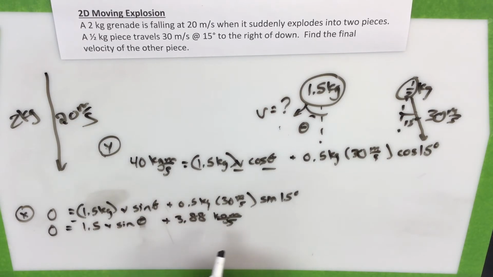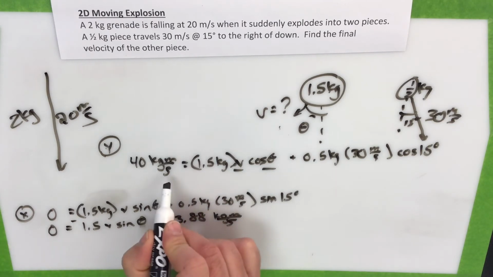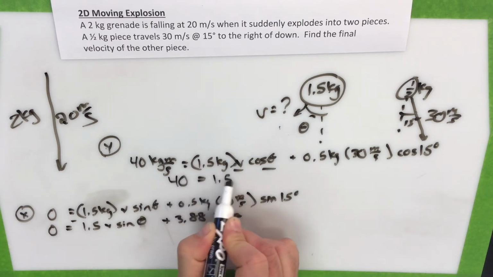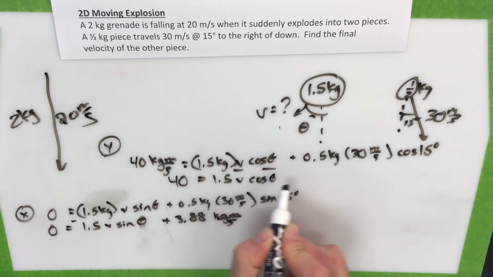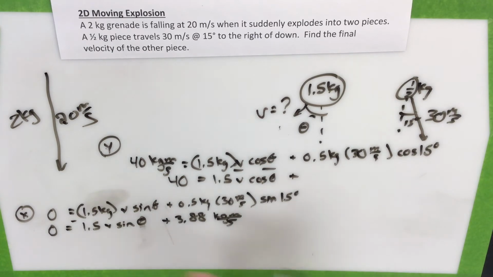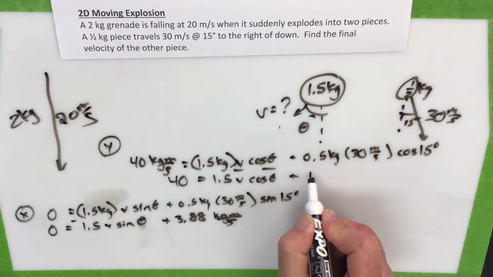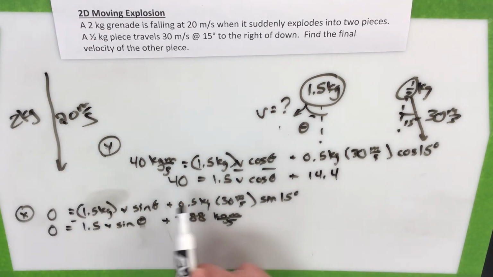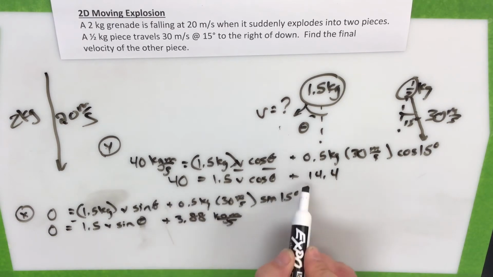And that's one of the problems with this method, depending on algebra. You have to have the negatives correct or you're going to have serious problems. Now, this will probably take care of itself, but ugh. So this is 40 equals 1.5 v cosine theta plus half of 30 is 15, 15 cosine 15, which is 14.4. Everything's positive, that's down. I assume that's down, that's down.